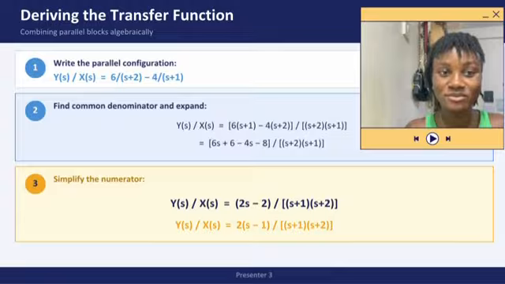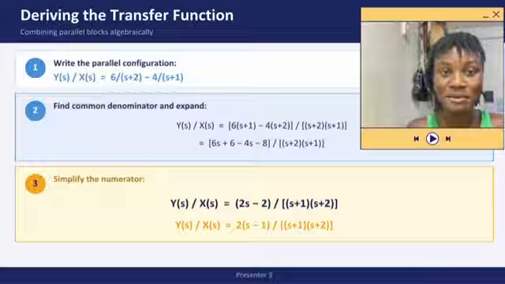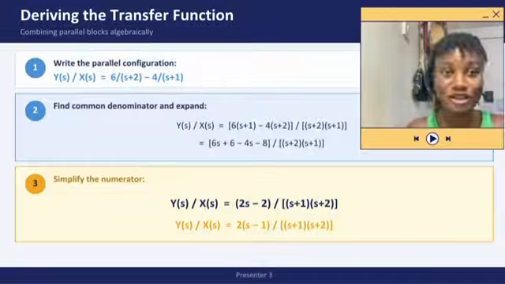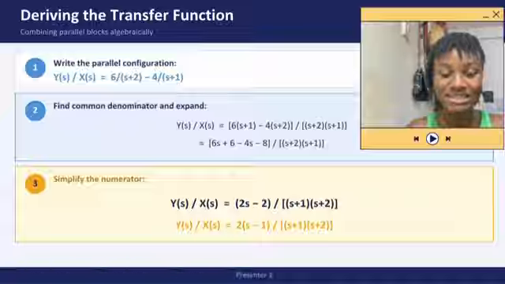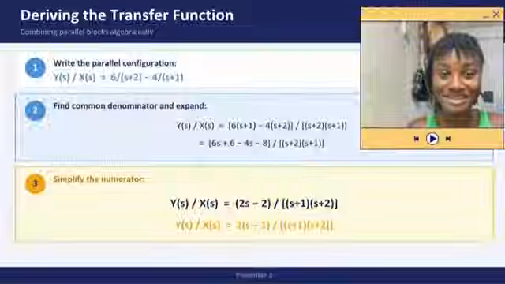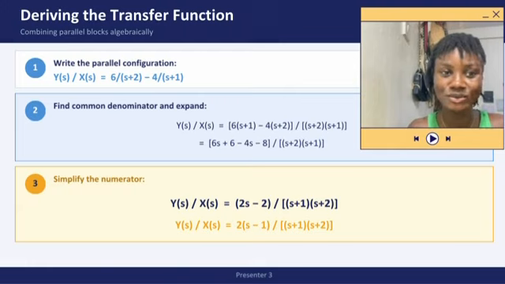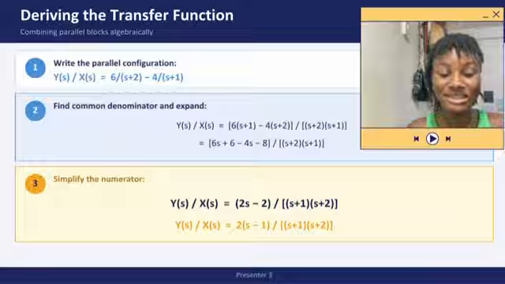So the next step we are going to be doing is to expand each numerator by multiplying them by the missing factor. So the first term becomes 6 times (s+1) in the numerator, and the second term becomes 4 times (s+2) in the numerator as well. So this gives us 6(s+1) minus 4(s+2) all over (s+2) times (s+1). So in expanding the numerators, we have 6s + 6 - 4s - 8.